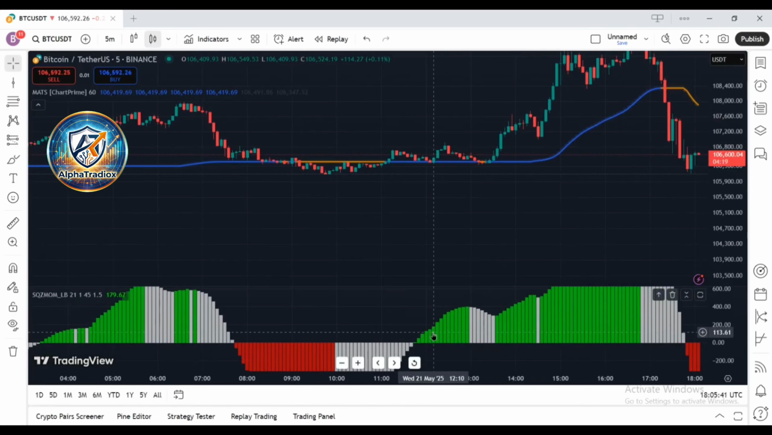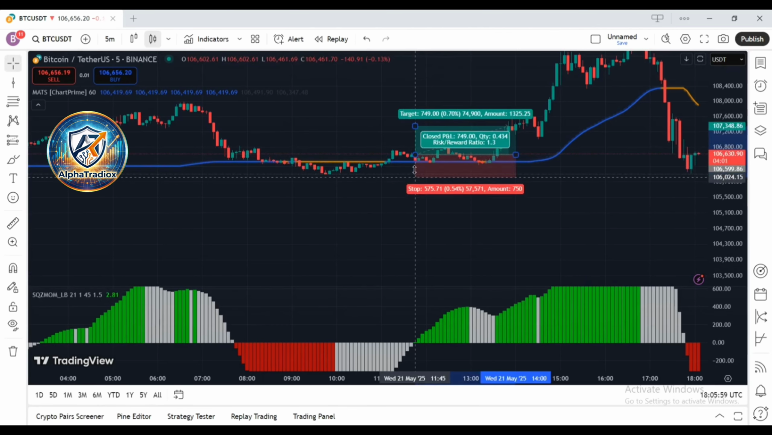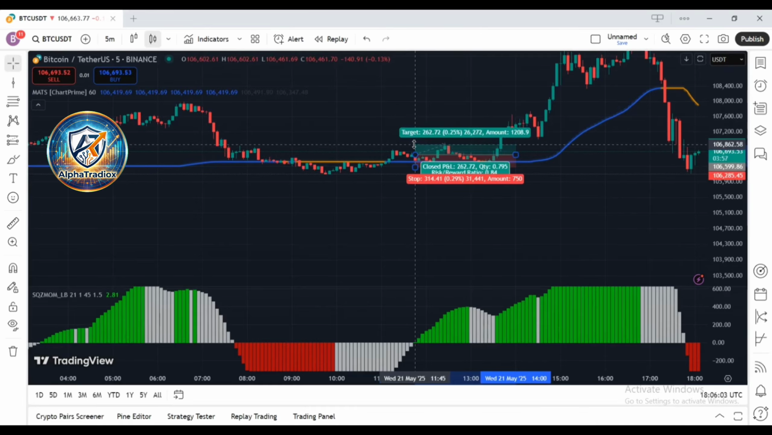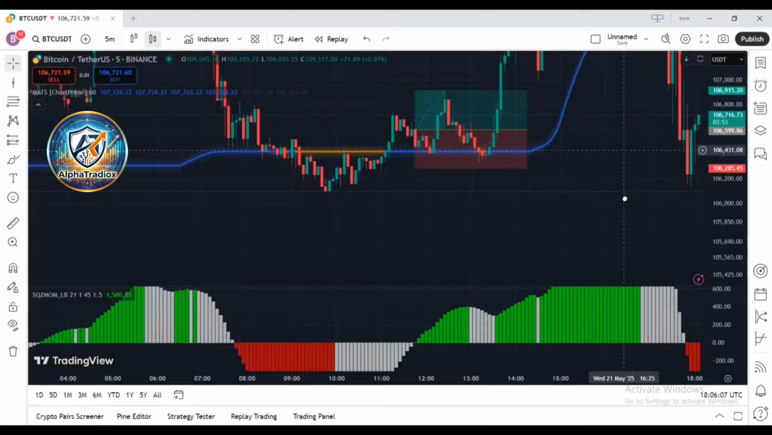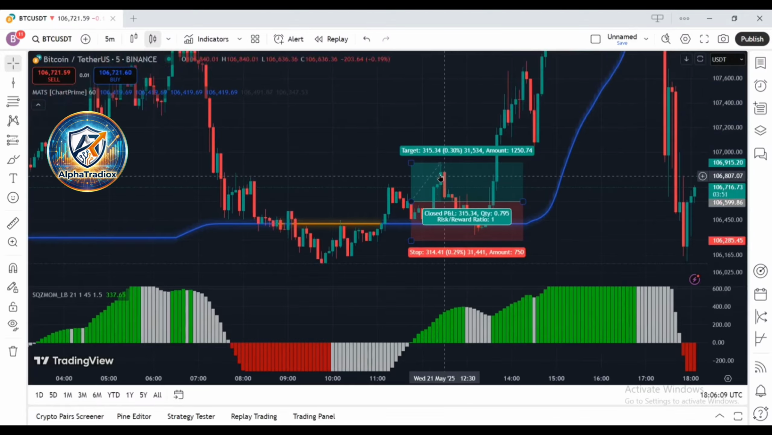Now you can see that we have the next setup forming. The histogram moves above the 0 line. And here we also have the blue line. So both the first and second conditions are met, especially here, where we also get a green histogram. We enter a long trade on this candle. We place our stop loss below the blue line and open a 1:1 risk to reward trade.